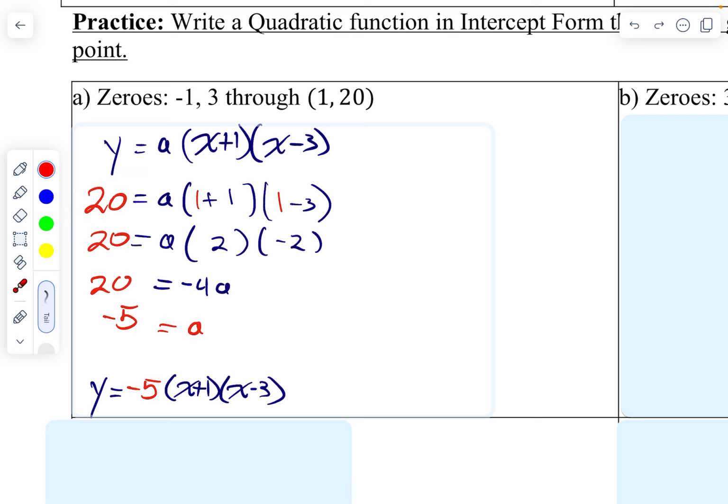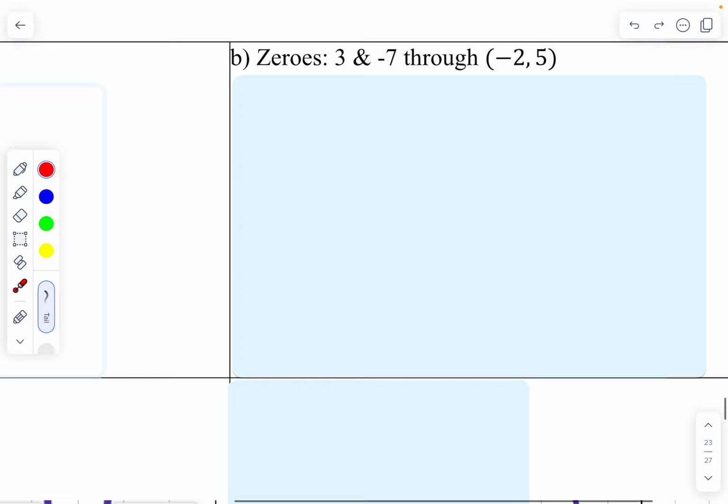The first thing I'm going to do, inside the parentheses, follow order of operations. 1 plus 1 is 2. 1 minus 3 is -2. Now I'm going to multiply those together. I get 2 times -2 gives me -4. Now I want to get a by itself, so I'm going to divide everything by -4, and I get a equals -5. So I get y equals -5 times x plus 1, x minus 3.